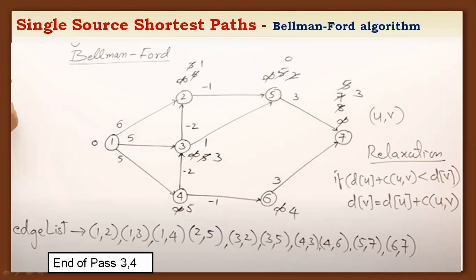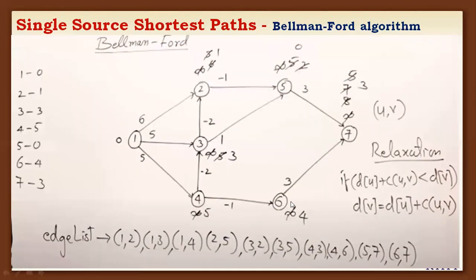Once no changes are made at the end of pass 3 or pass 4, you simply stop the process. Then you can find the minimum cost of all the vertices 1, 2, 3, 4, 5, 6, 7. These can be considered as the minimum cost path from source to destination. So in this way, we can find the value.